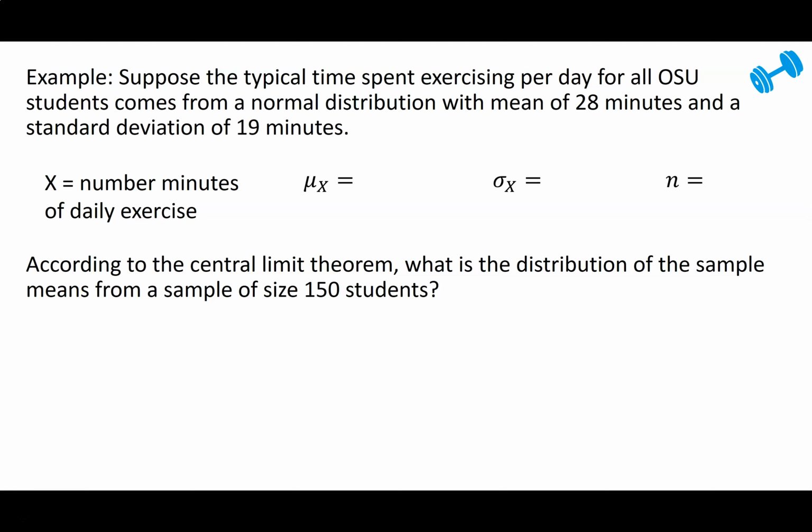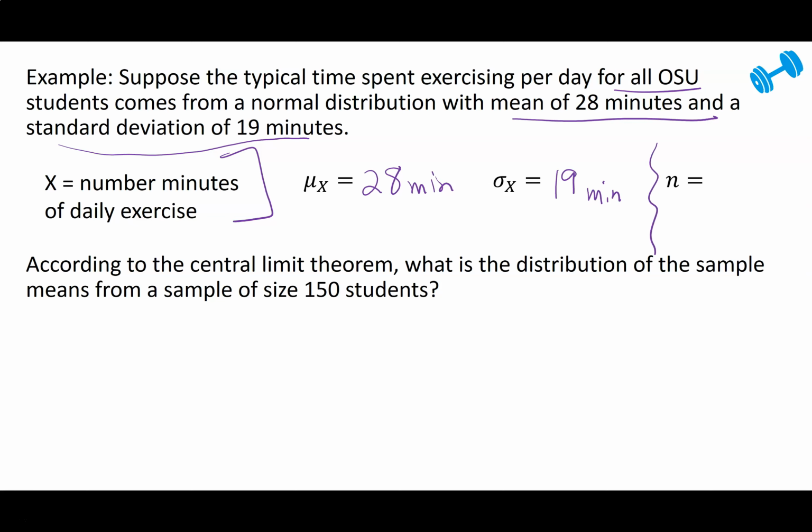Right off the bat, there are a few things we can answer here. X is just the number of minutes of daily exercise. The mean for all OSU students was 28 minutes, although I don't know where they would have gotten this information. Sigma, the standard deviation for that population, they reported as 19 minutes. And the sample size, the one thing that's not of the population, is that they took 150 students. So here, n is equal to 150.